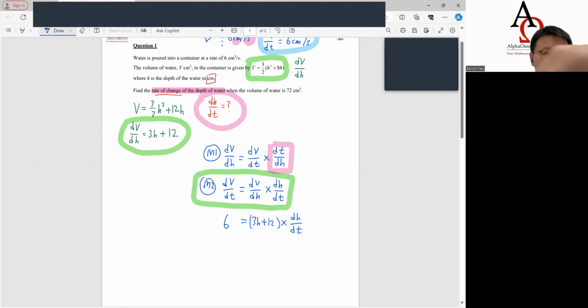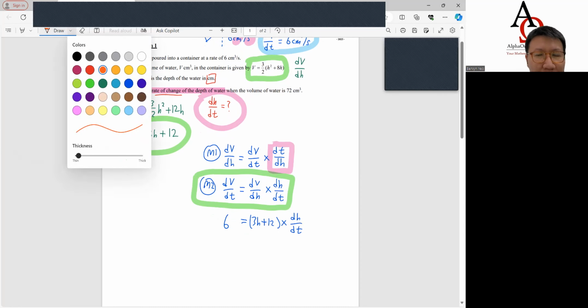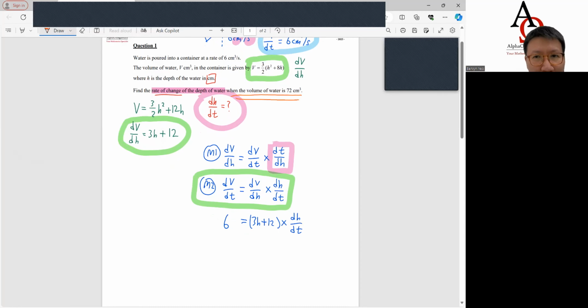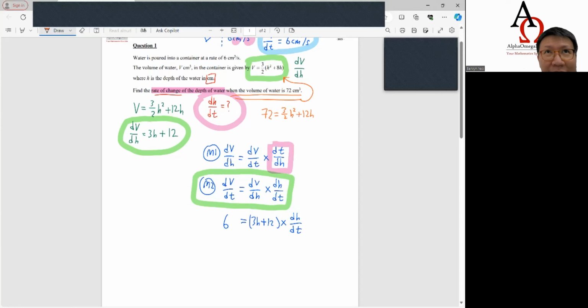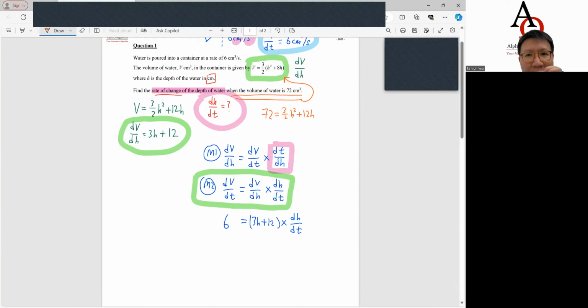There's one last piece of information in the question that is very useful, which is given here: when the volume of the water is 72 cm³. Now, we can sub this into our original volume function. So we have 72 equals 3 over 2 h squared plus 12h. Using this, we are able to solve it as a quadratic equation to obtain possible values for h. So we will have 3/2 h² plus 12h minus 72 equals 0.